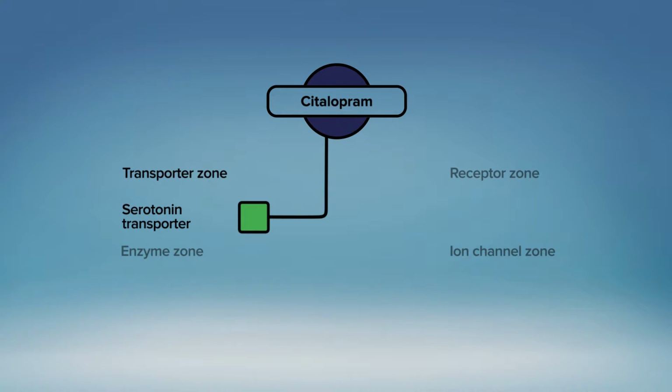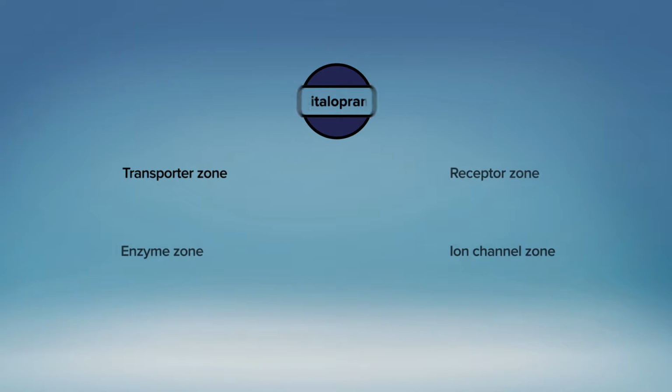Because imipramine was also a noradrenaline as well as a serotonin transporter blocker, attempts were made to explore if selective noradrenaline transporter blockers would also produce antidepressant effects. The best example of this class of drug is reboxetine, shown here.